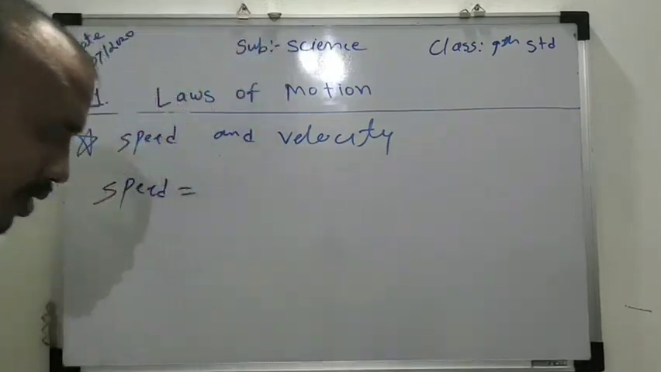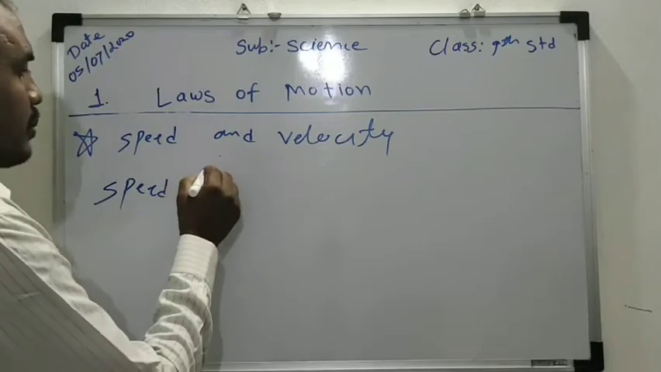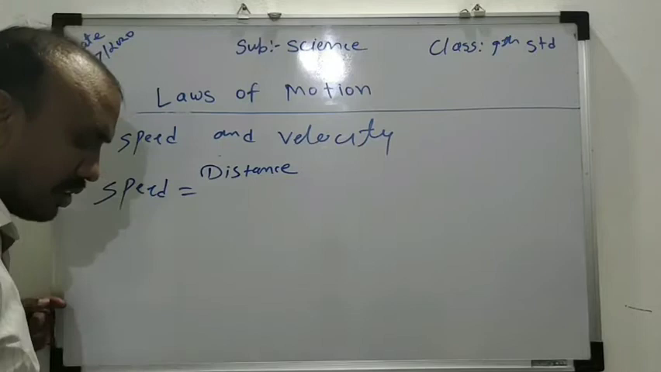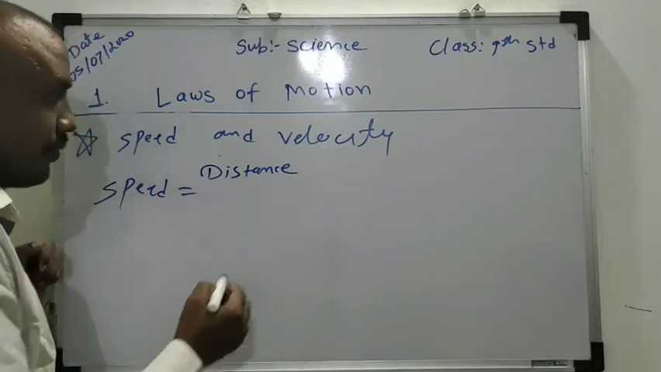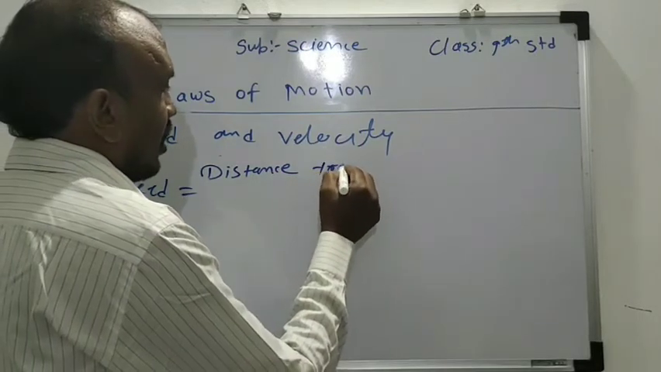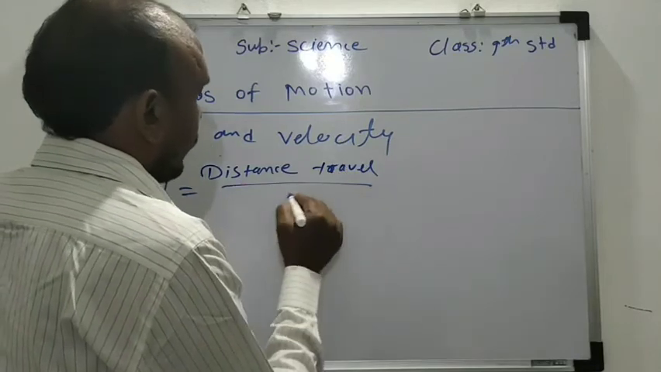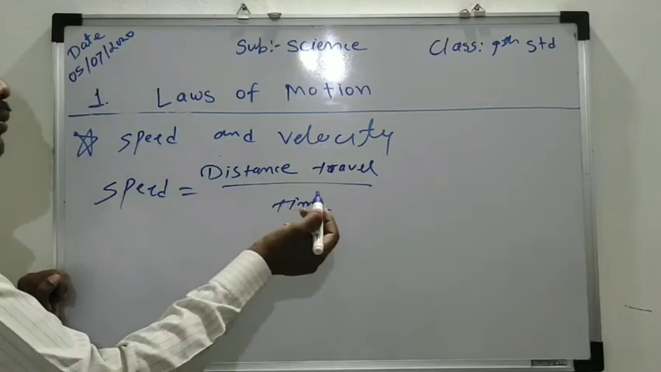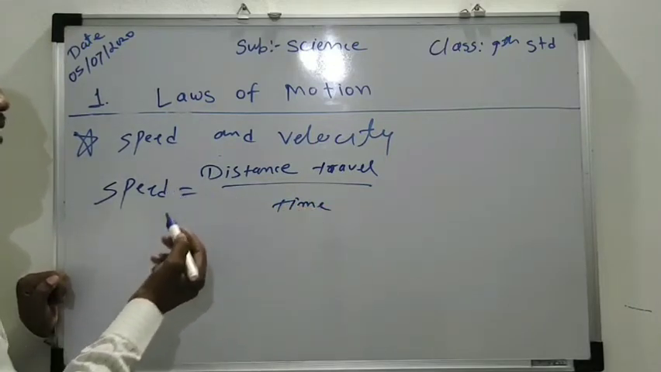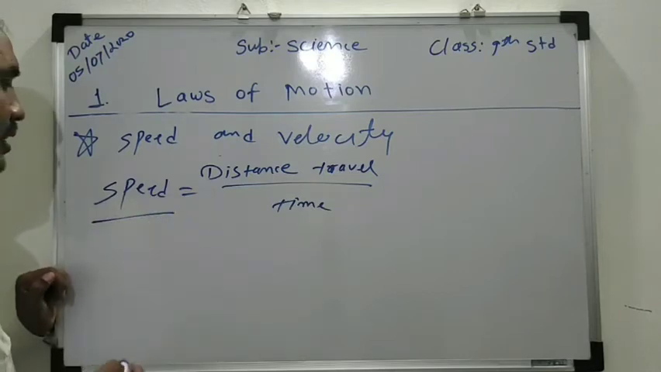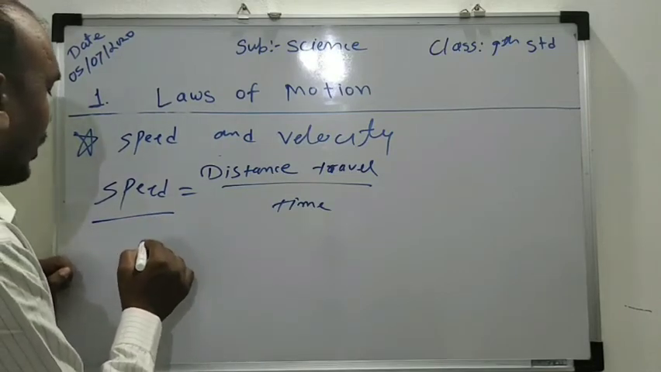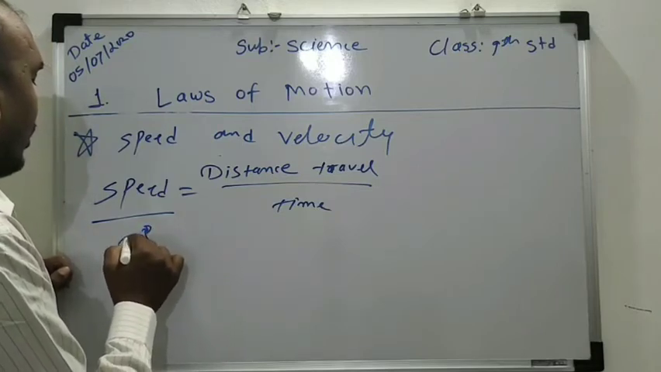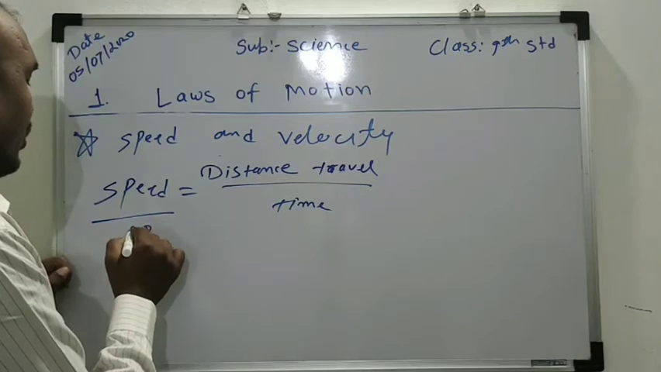Speed is distance covered, or distance travelled, upon time. So what is distance travelled? From A to B or B to A, that will be the distance travelled. Suppose two bikers are there, one biker here on a bike.